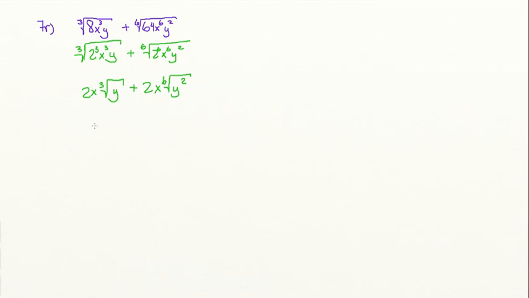Let's write this as exponents. So 2xy to the 1/3 plus 2xy to the 2/6. Oh, look at this. We can simplify that fraction, 2/6. Two over 6 is the same as 1/3. Now we have the same exponents with the same radicals. We can add them together. 2 plus 2 is 4. Let's rewrite this in terms of a radical.